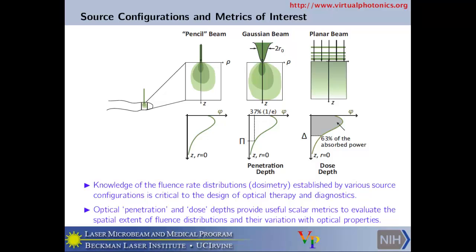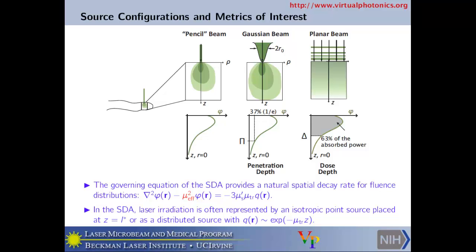Okay, so you're going to be seeing some plots of pi and delta as a function of optical properties, which I think will help you. And we're going to show results from Monte Carlo as well as standard diffusion and delta P1. So these penetration and dose depths provide useful metrics to evaluate the spatial extent of the fluence distributions. Okay, so let's get started.